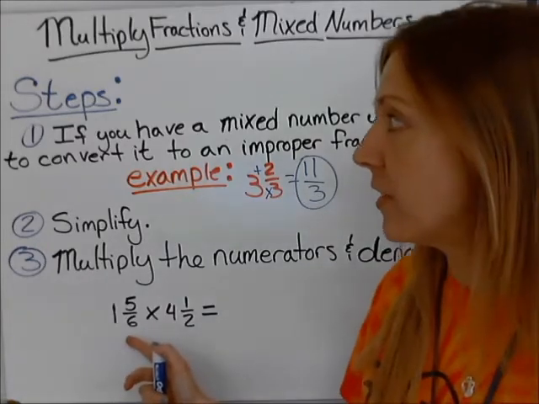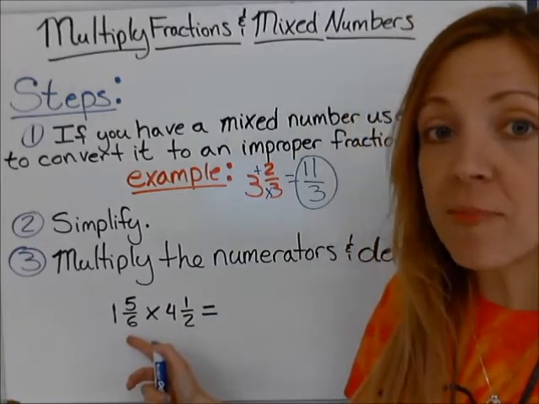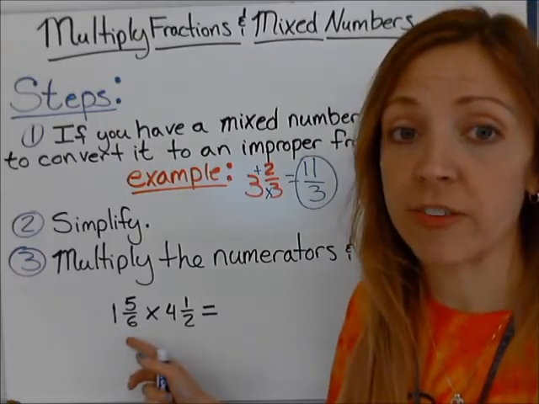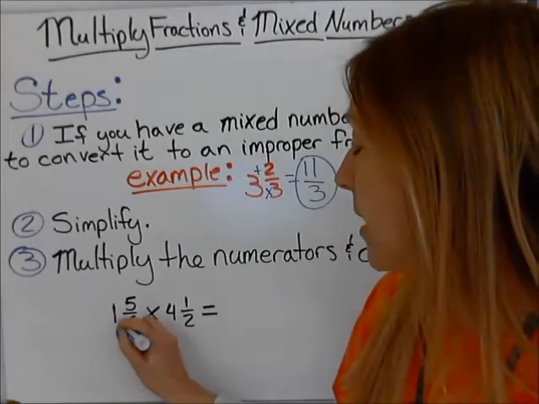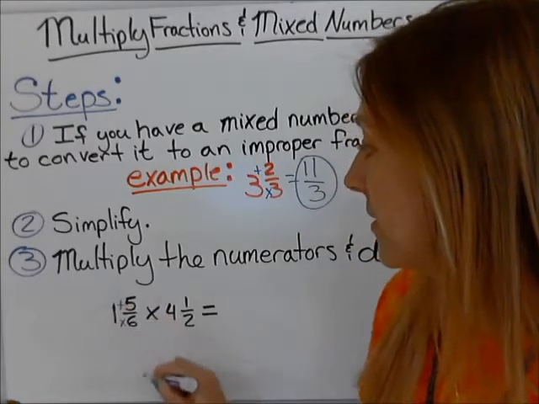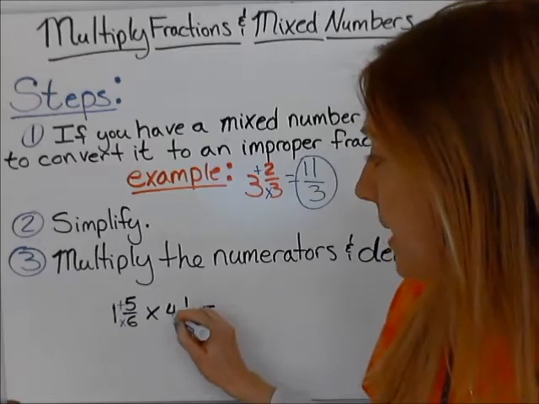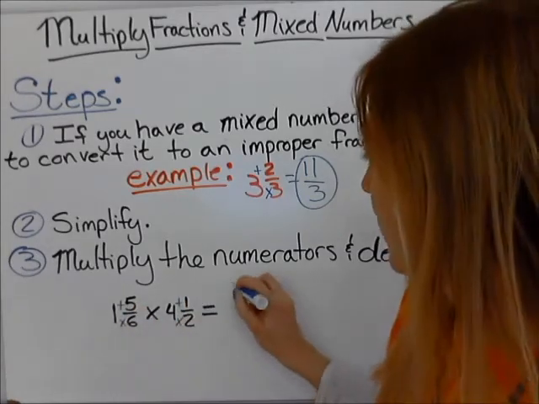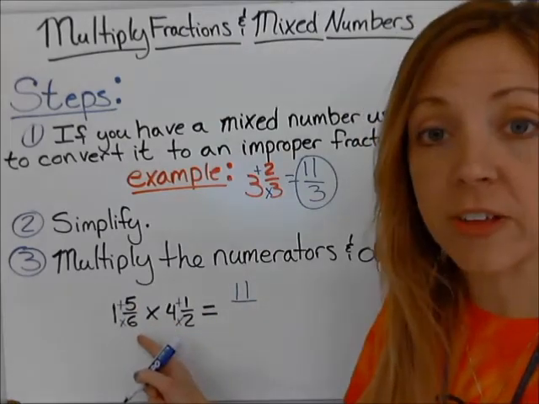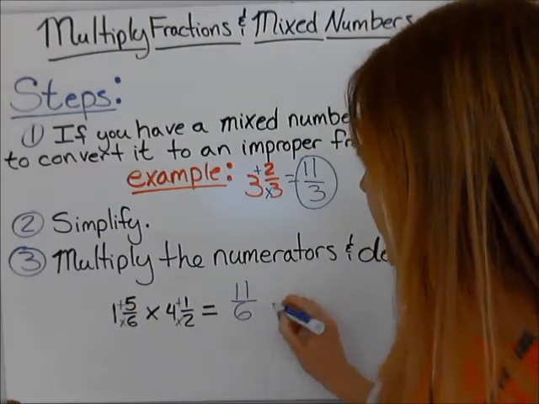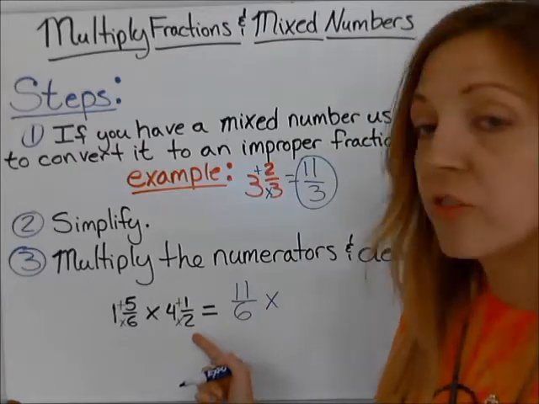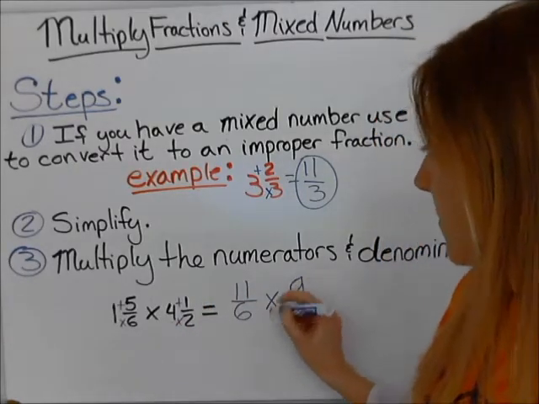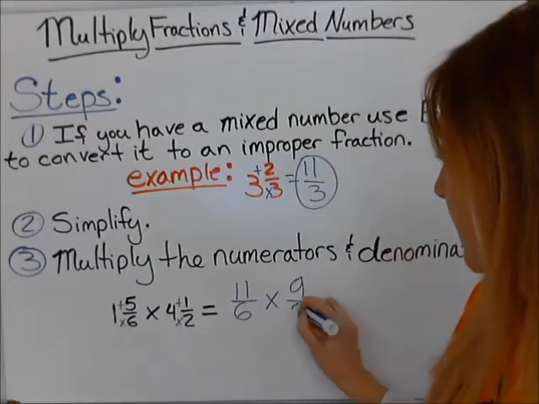All right, so let's look at this one. If you have a mixed number, you want to convert it into an improper fraction. So bottom times big plus top. Bottom number times the big number plus the top number. 6 times 1 is 6 plus 5 is 11. Denominator stays the same. Times 2 times 4 is 8 plus 1 is 9. Bottom number stays the same.